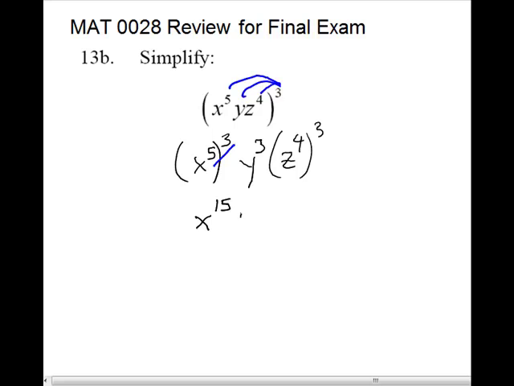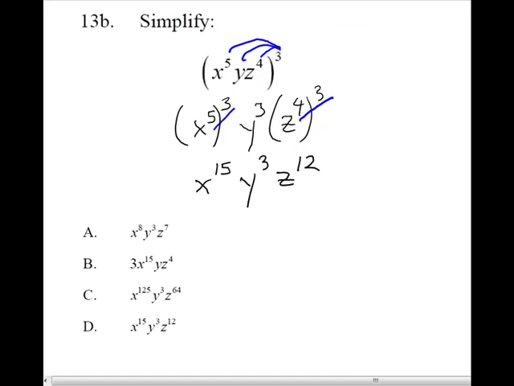The y is already worked out, y to the 3rd. And the z is also a power to a power on the exponents. So we're going to keep the base and multiply on those exponents. Our choice this time will be D.